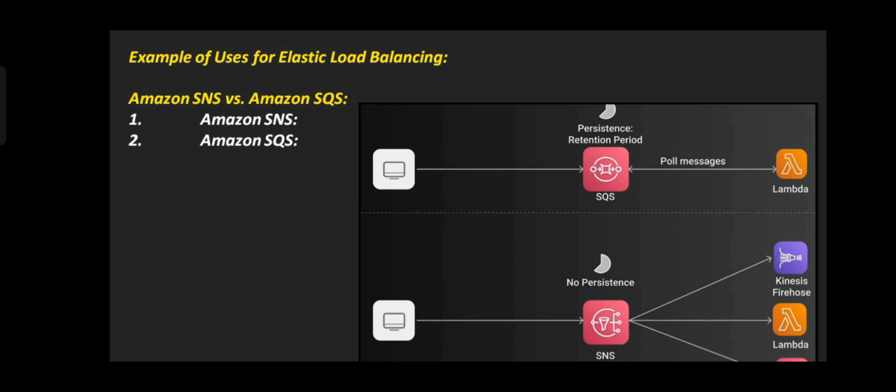So what are the examples of uses for Elastic Load Balancing we need to talk about here? Just consider an e-commerce website experiencing a surge in traffic during a flash sale. ELB, Elastic Load Balancing, can intelligently distribute the increased load across multiple instances, preventing any single server from becoming a bottleneck and ensuring a smooth shopping experience for users or consumers.